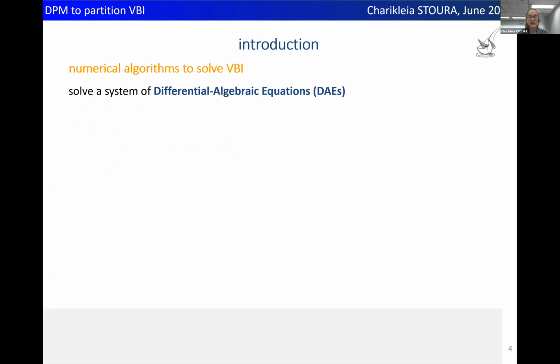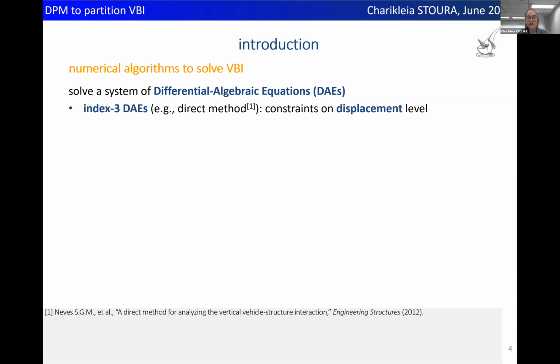So in general, the numerical algorithms to solve the vehicle bridge interaction problem, or in short VBI, typically rely on a solution of differential algebraic equations. Differential algebraic equations consist of the equations of motion of the vehicle and the bridge, and the algebraic equations of the constraints between them. More specifically, when the constraints are expressed on the displacement level, then we have an index 3 system of differential algebraic equations, which are known to encounter scaling problems, which require the adoption of a numerically dissipative algorithm.